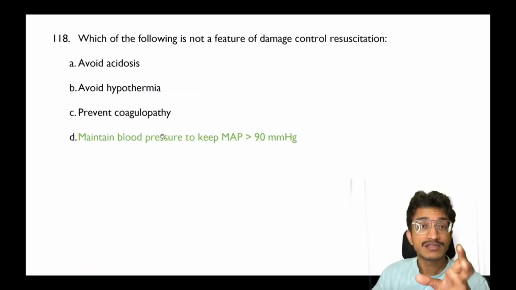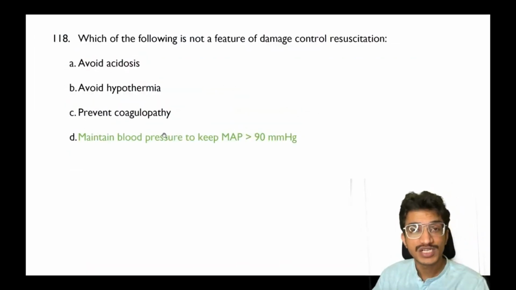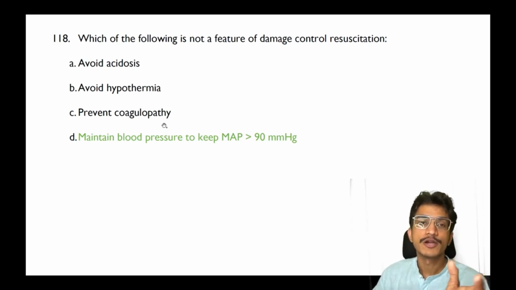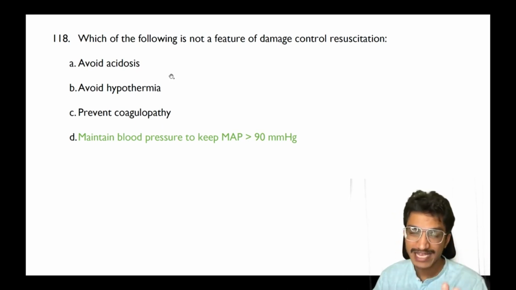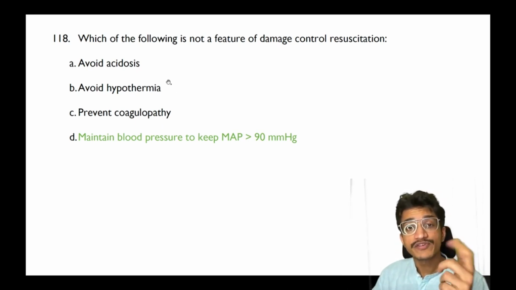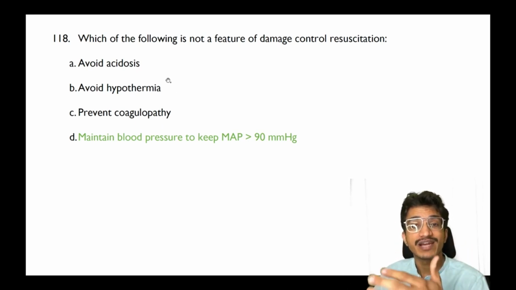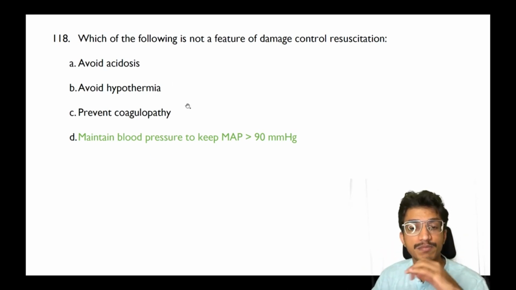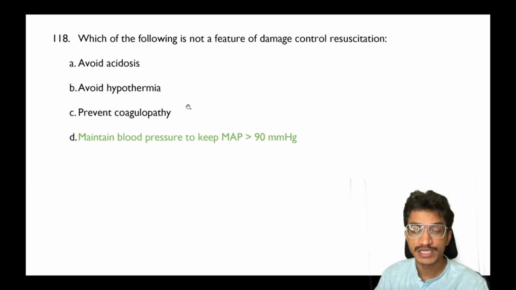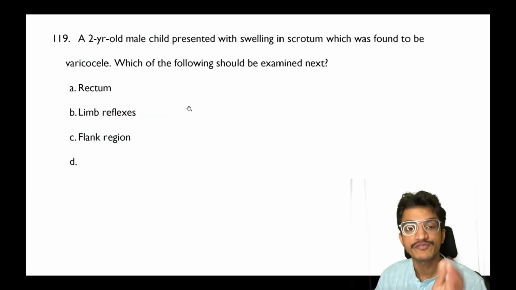Then that should be the answer because Dor or Toupet are not associated with gas bloat. Nissen is associated with gas bloat syndrome. Dor and Toupet are partial fundoplications. They are never associated with gas bloat syndrome. Which is not a feature of damage control resuscitation? We try to maintain the blood pressure below 90, that is permissive hypotension. So according to me, D, that is maintaining blood pressure to keep MAP above 90, should be the answer in this case, which is not a feature.